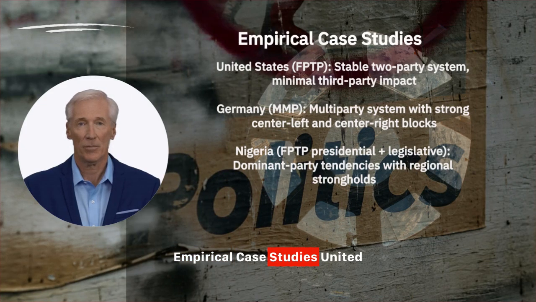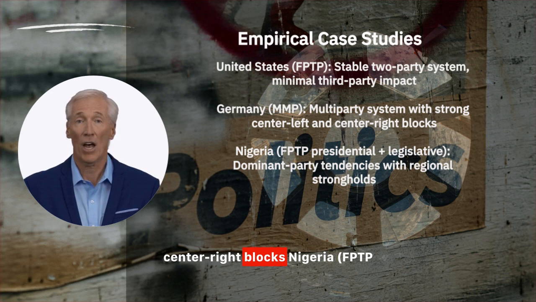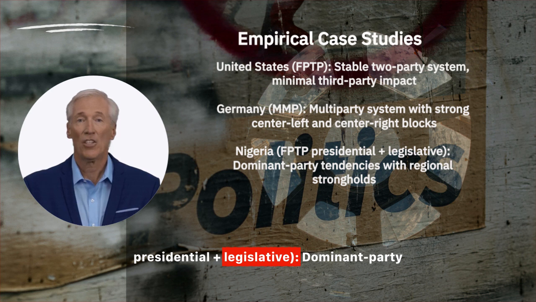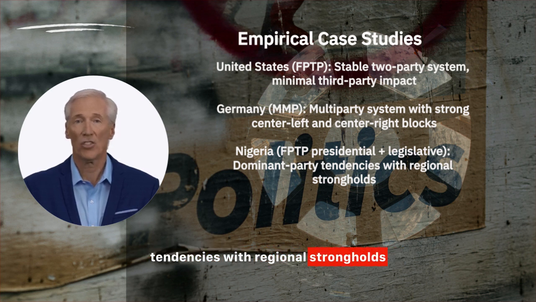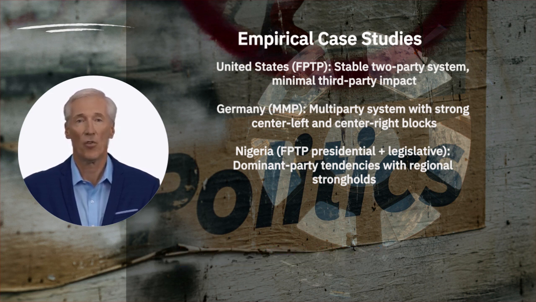Empirical case studies. United States, first past the post. Stable two-party system. Minimal third-party impact. Germany, mixed member proportional. Multi-party system with strong center-left and center-right blocs. Nigeria, first past the post presidential plus legislative. Dominant party tendencies with regional strongholds. Israel, closed list proportional representation. High fragmentation, diverse but unstable coalitions. Japan, mixed parallel. Shifted from dominant party, LDP, to greater competitiveness after reform.